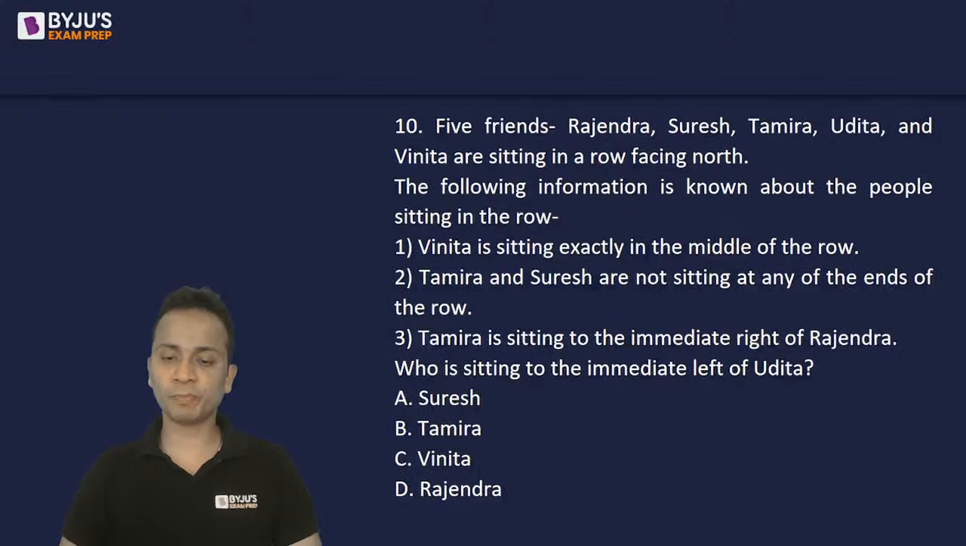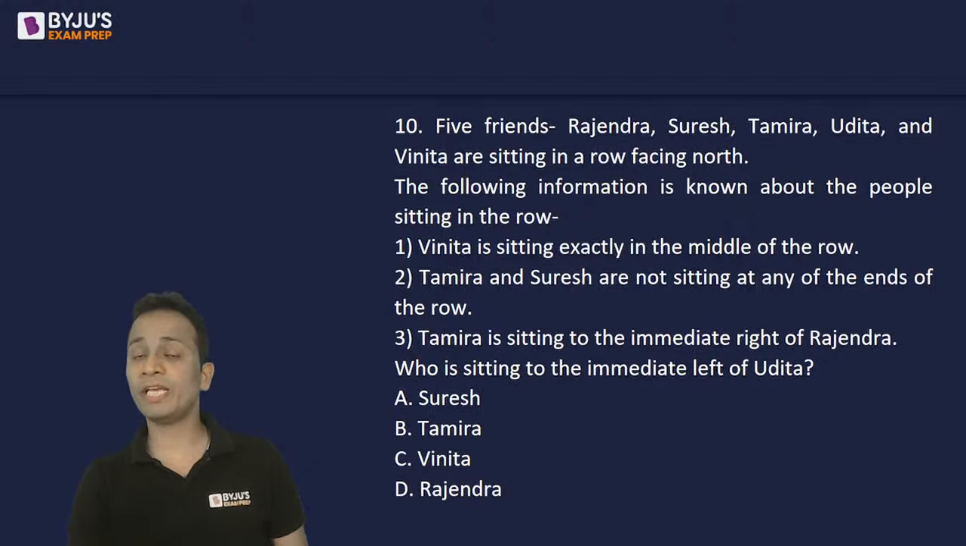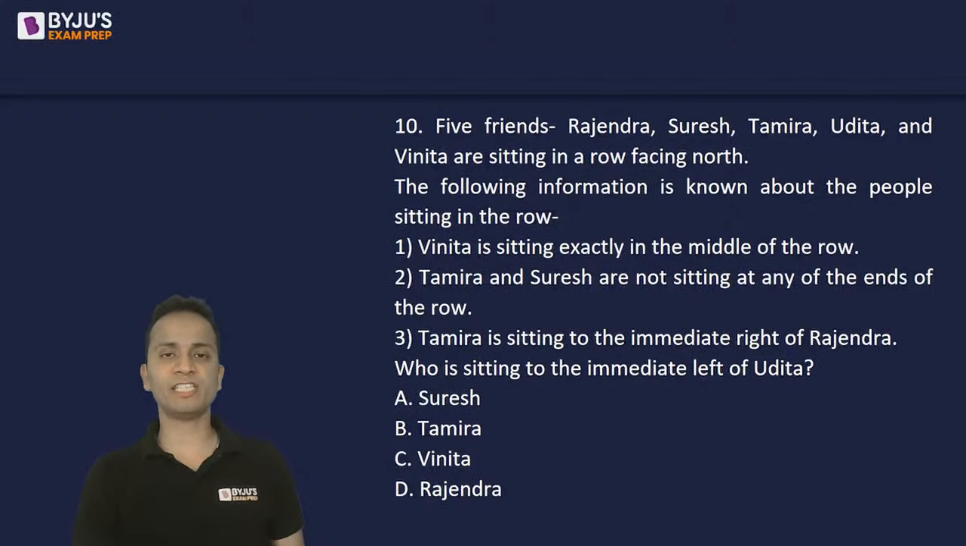Okay, let's come to the next question, question number 10. Now the question of arrangements. 5 friends, Rajendra, Suresh, Tamira, Udita, and Vinita are sitting in a row facing north. And then there are 3 conditions which are given and you will have to find out who is sitting to the immediate left of Udita.